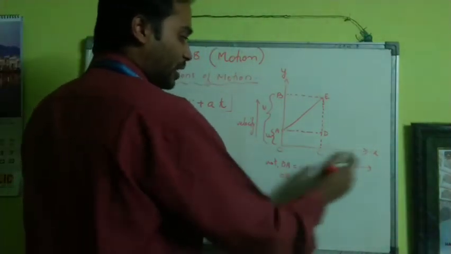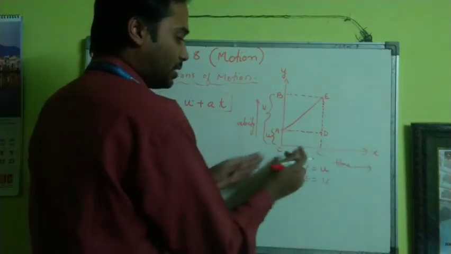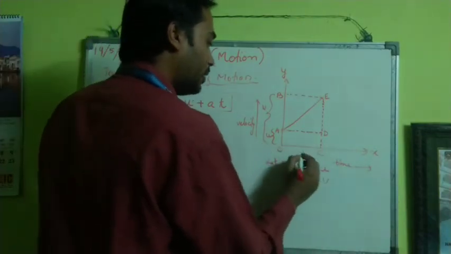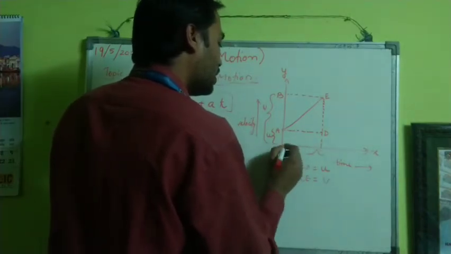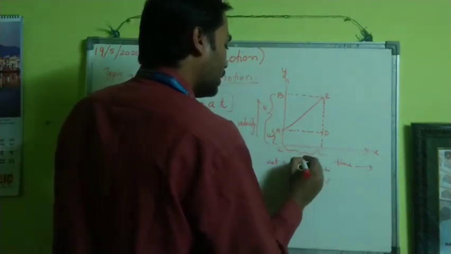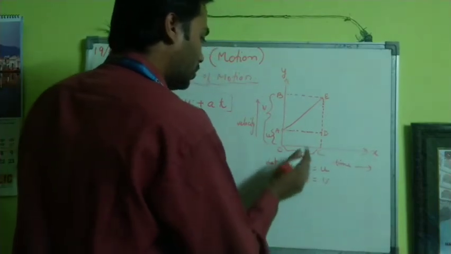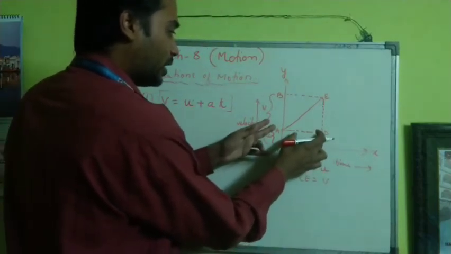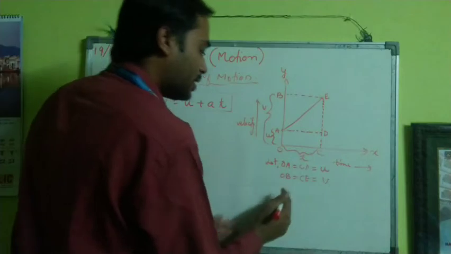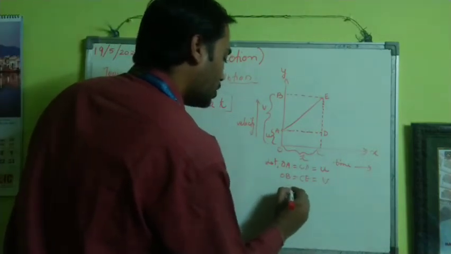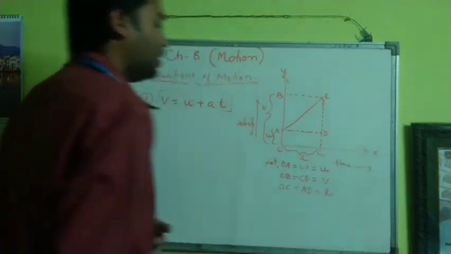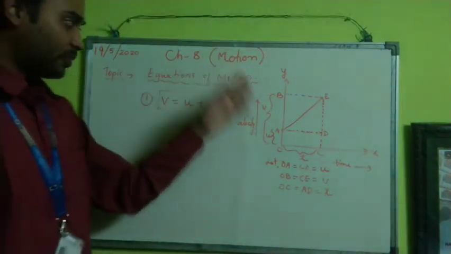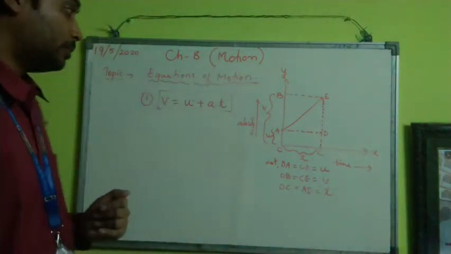Now we know that time is taken along the x-axis. So from point O to C, we can consider this point as time t. So this OC is the same as AD. OC and AD are the same, so we can write OC equals AD equals time t. So our graph is ready now.